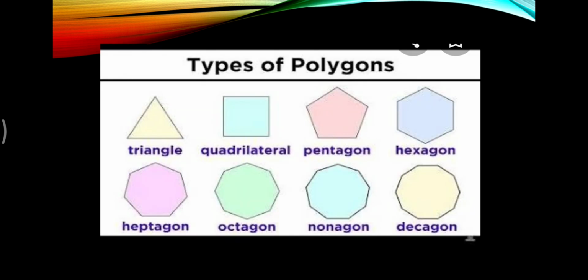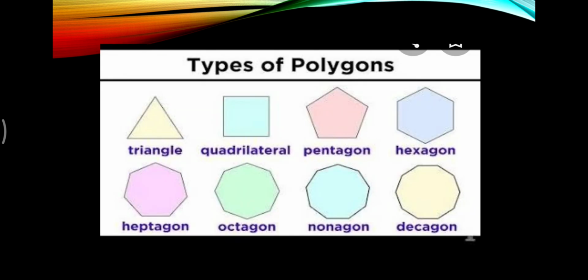If it has 8 sides, then it is called an octagon. 9 sides, then it is called a nonagon, and 10 sides, then it is called a decagon. So this is the classification of the polygon on the basis of number of sides. You can count the number of sides of a polygon to tell its name.